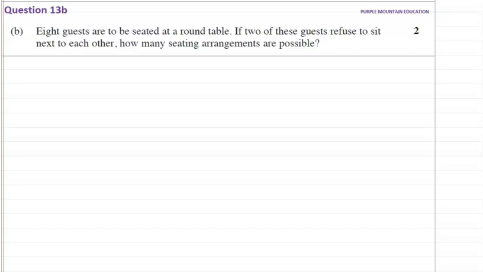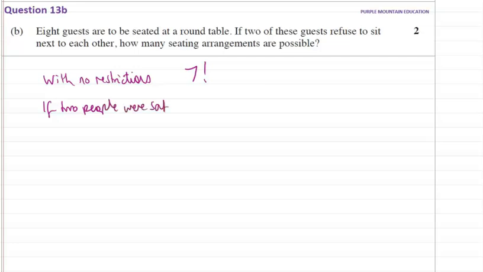Okay, so I know with n guests seated in a circle, the answer without restrictions is (n minus 1) factorial. So with no restrictions, it would be 7 factorial. If 2 people were sat together, I could do that in 6 factorial times 2 factorial many ways.